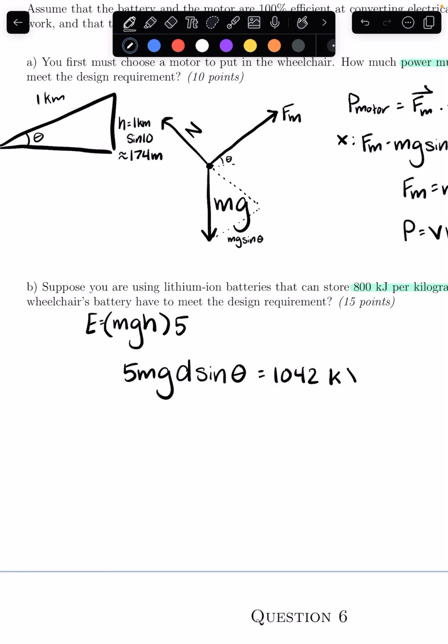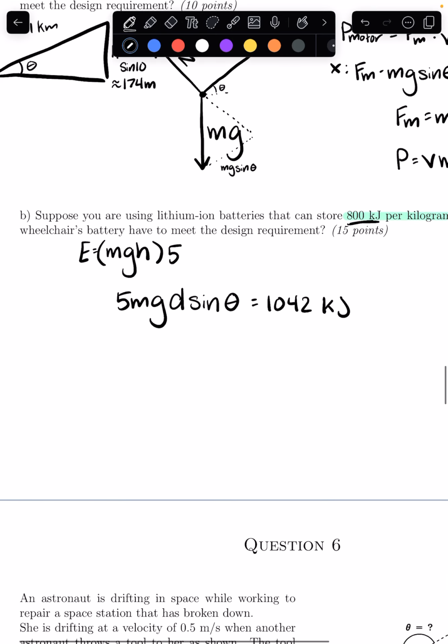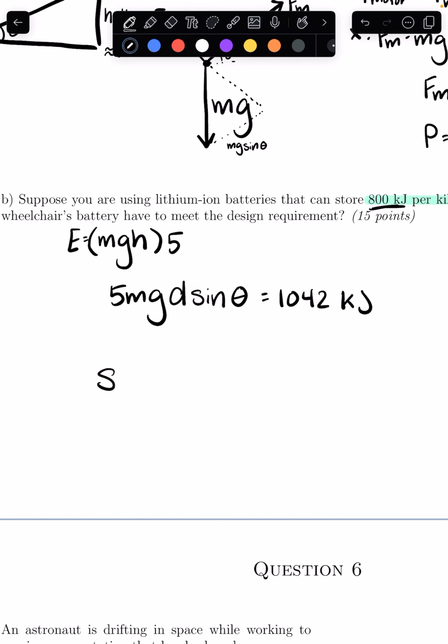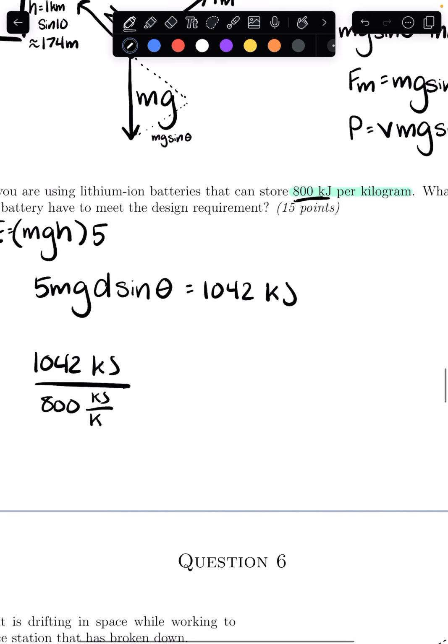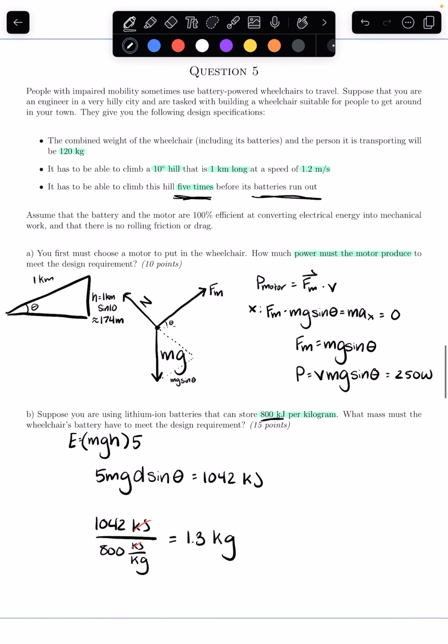This altogether should equal around 1,042 kilojoules. Remember, when you plug this straight up into your calculator, you'll get it in joules, and you need to convert to kilojoules. The reason you need to is because this is given in kilojoules right here. So we're just going to divide these out. So we get 142 kilojoules divided by our 800 kilojoules per kilogram. These are going to cancel, and we'll be left with our answer in kilograms, and it should be around 1.3 kilograms that the battery needs to weigh in order to fulfill these requirements.